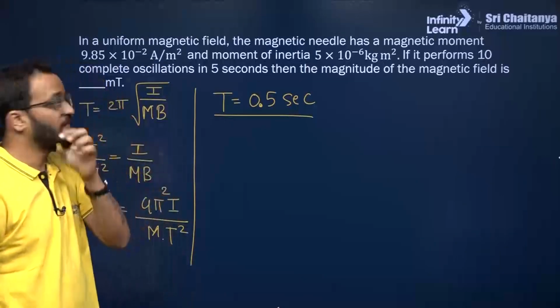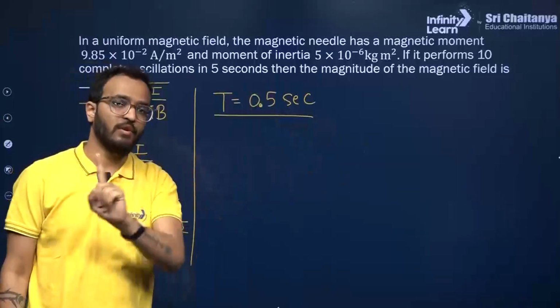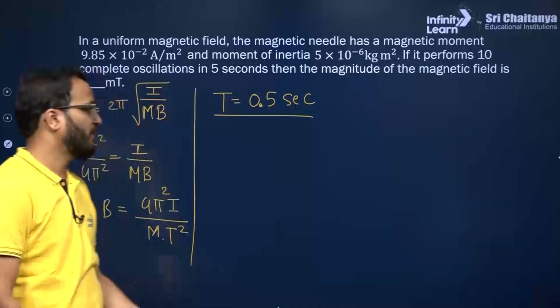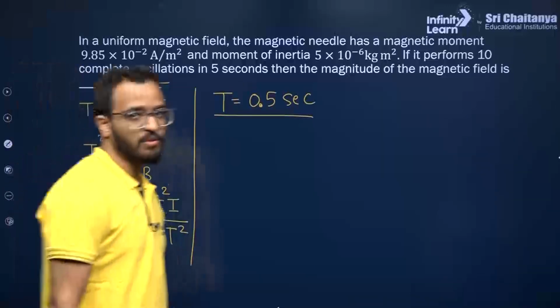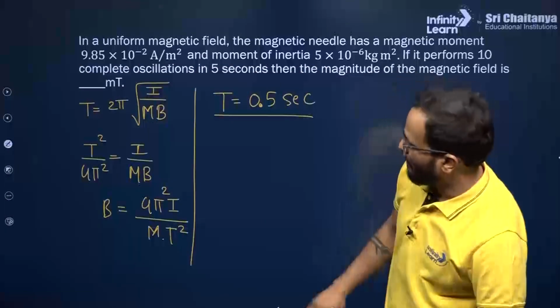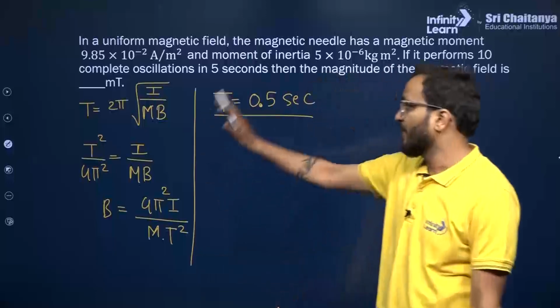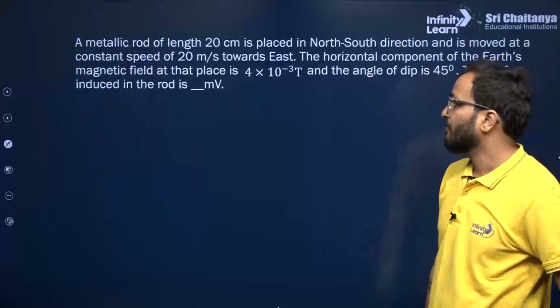10 oscillations in 5 seconds. So one oscillation is 5 by 10 seconds, right? 0.5 seconds. Now use this formula, 4 pi square l by m T square. Everything is given in this question. Every data is given. Put the values, get your answer, right?